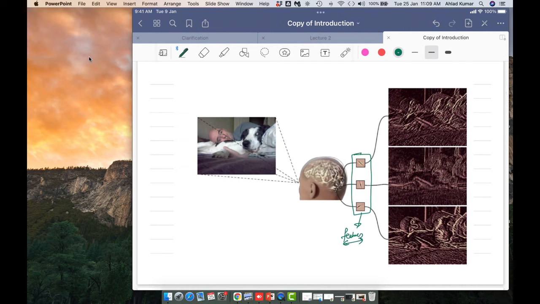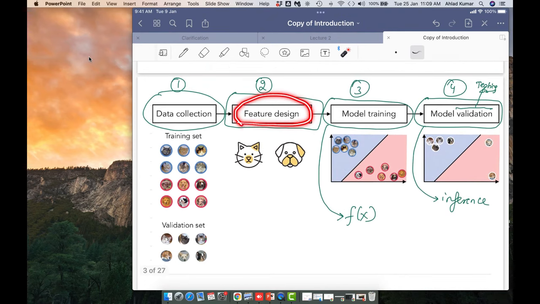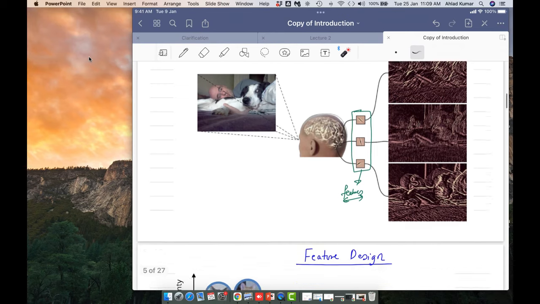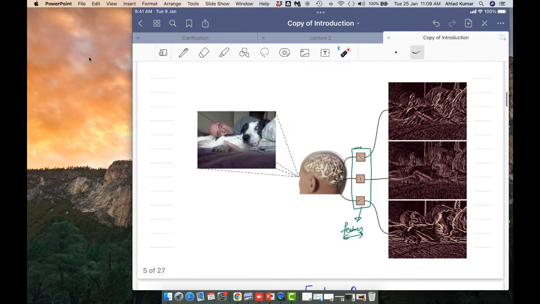What they told the scientists is that our brain is actually reading the features, not the image. Based on this motivation, that machine learning models rely on features, they came up with this step of designing the features. That's why this step is called feature design. Any questions here till now?